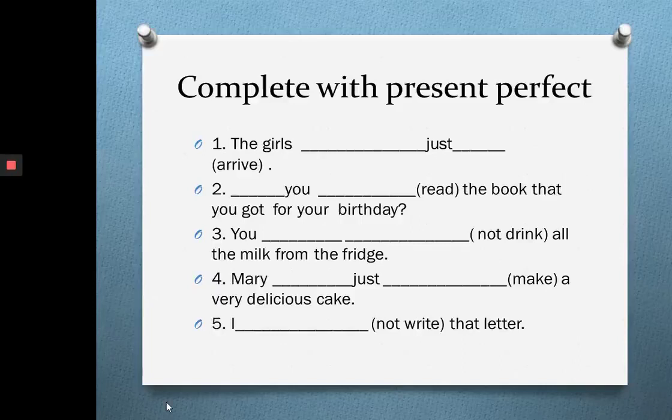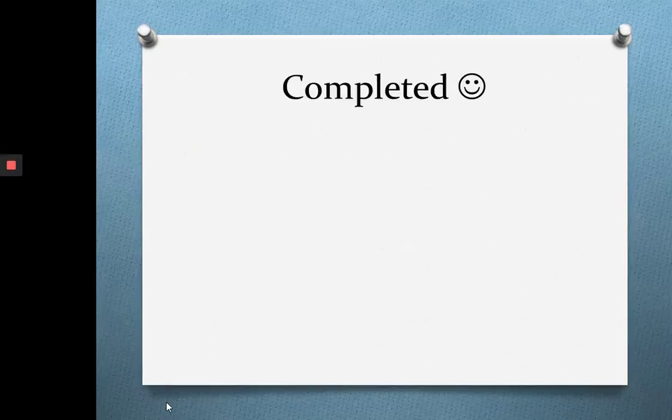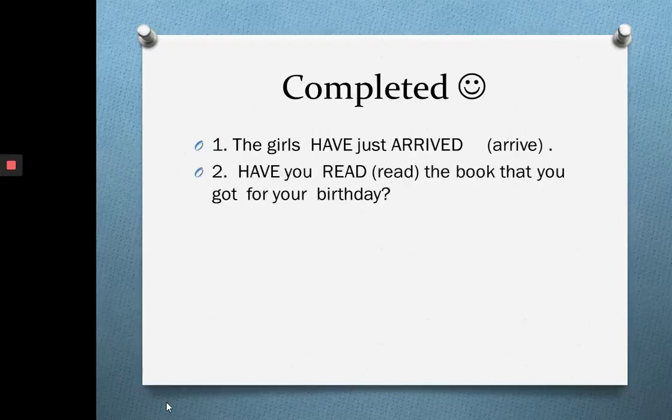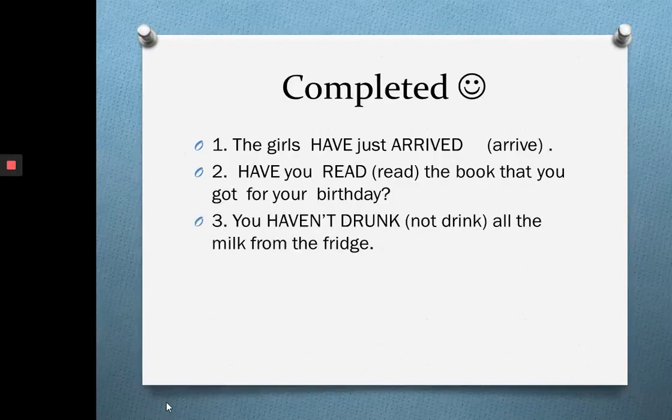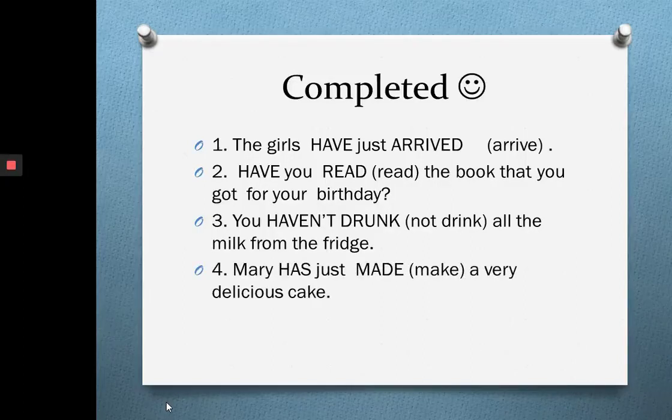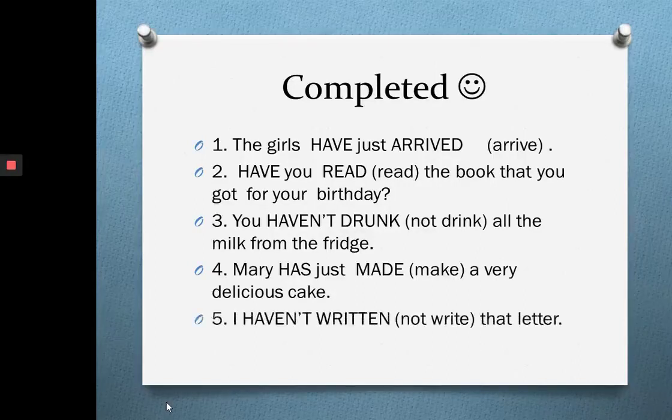Again, if you need to stop the video, I suggest that you stop it and try to do this exercise by yourselves. And then later, I will show you the results. No cheating. Number 1. The girls have just arrived. Number 2. Have you read the book that you got for your birthday? Number 3. You haven't drunk all the milk from the fridge. 4. Mary has just made a very delicious cake. Yummy. And 5. I haven't written that letter.